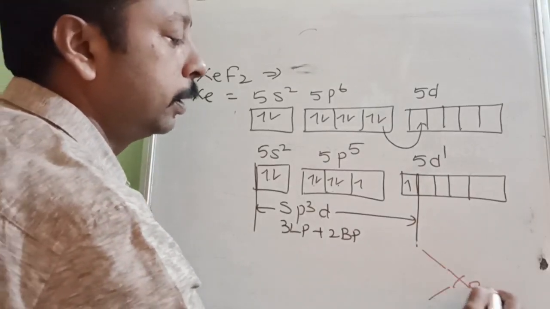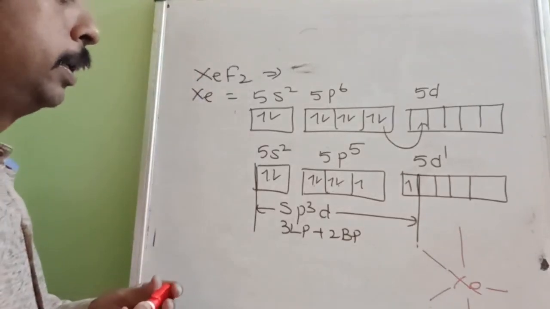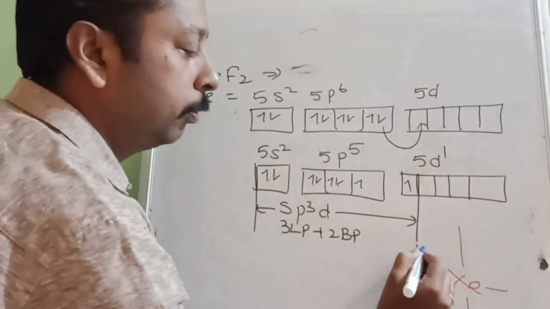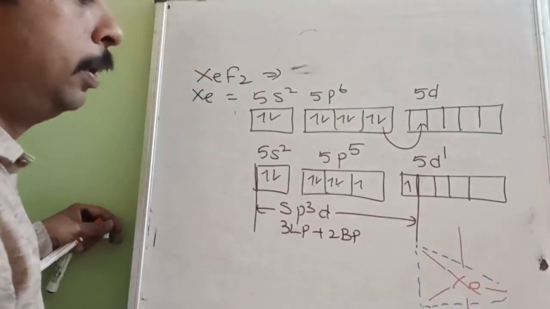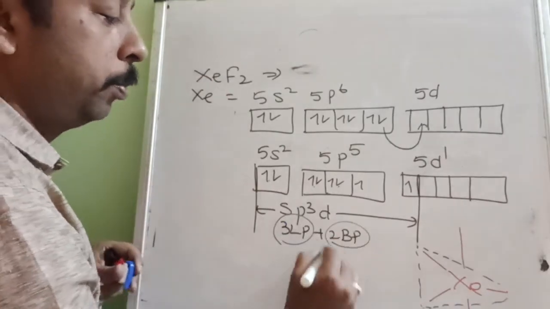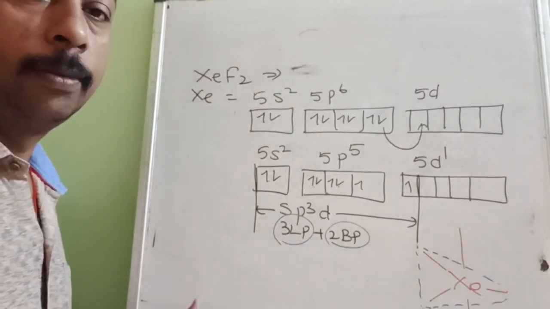What is it? It is xenon, and it is being formed as a triangular bipyramidal. I am drawing with the blue color so that it looks beautiful and attractive. I have to keep 3 lone pairs at one place and 2 bond pairs at another. Which are the best positions to keep the lone pairs and bond pairs?